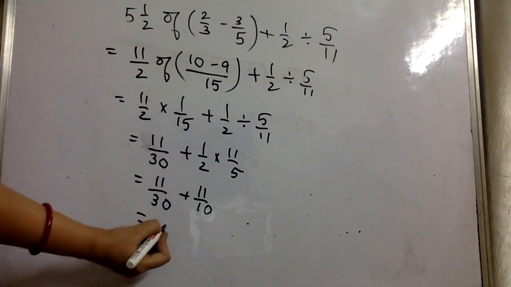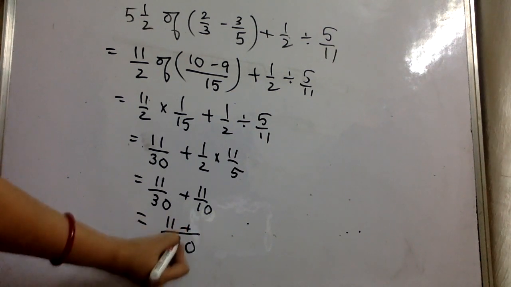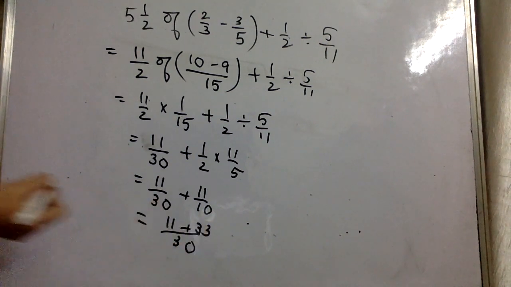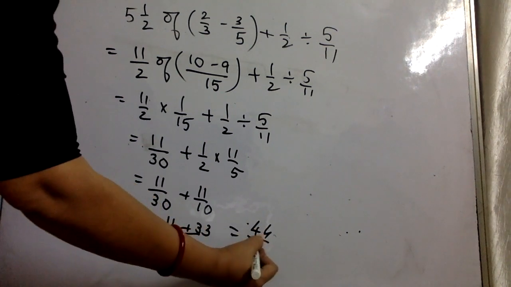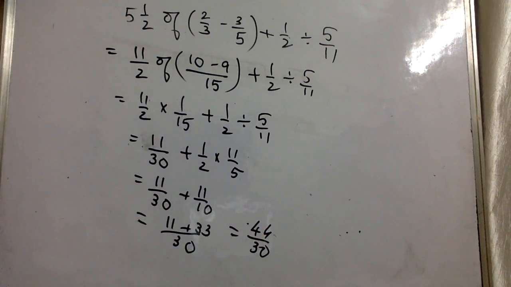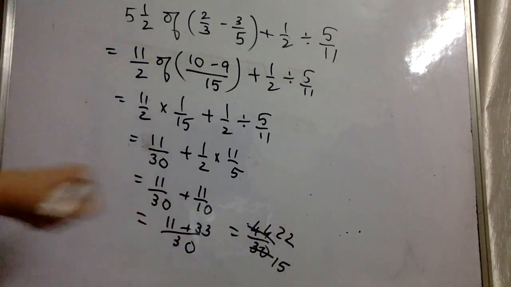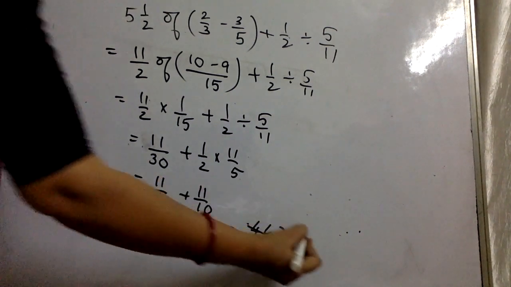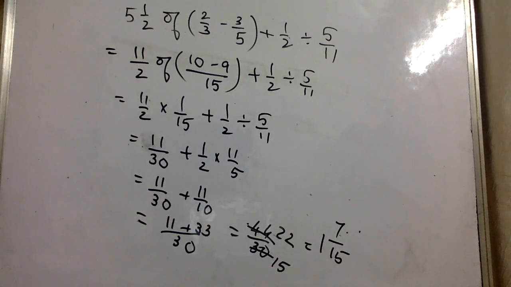And that gives me, if you take 30 as the LCM, 11 plus, this is a 33, isn't it? And that is a 44 by 30. If you further try to reduce it, you get a 22 by 15. Okay, and that gives you 17 by 15. 17 by 15 is my final answer.